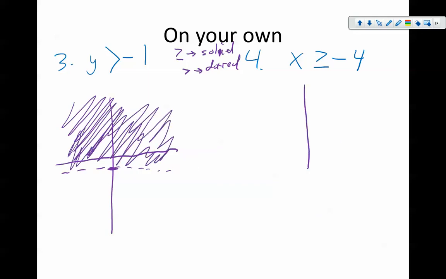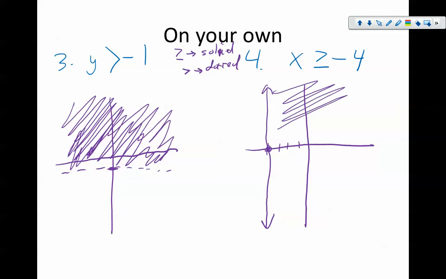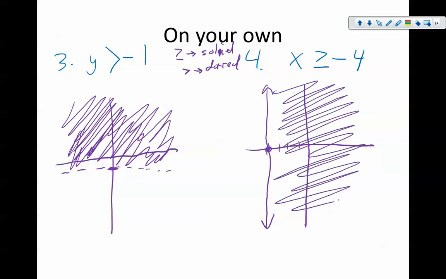For the x is greater than or equal to -4, we go over here to -4 on the x-axis. This is a vertical line. It's solid. So there's my line. Which side contains the true statements? Well, the side over here is smaller than -4. The side over here is bigger than -4. We're looking for bigger than -4, which means this side needs to be shaded.